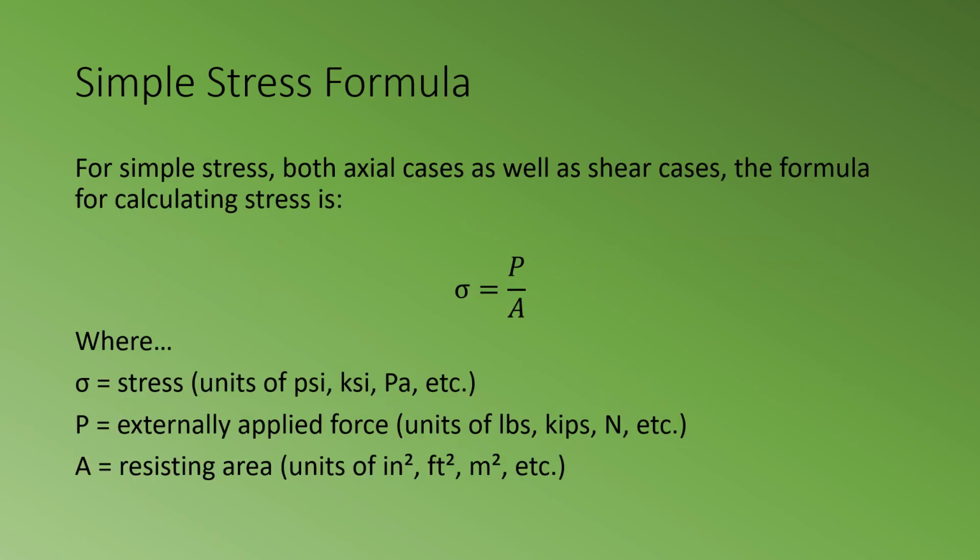Here we see the simple stress formula, which can be used both for axial or shear stress cases. The formula is as follows, where sigma, stress, is equal to P, the externally applied force, divided by A, which is the resisting area. The units of stress underscore the difference between stress and force. Stress is force divided by area, while the force is the total force on the object. Recognize that stress and force are different, and not just because they're two different words.